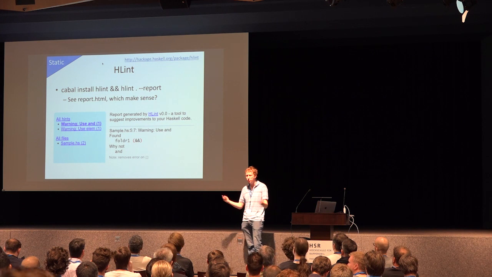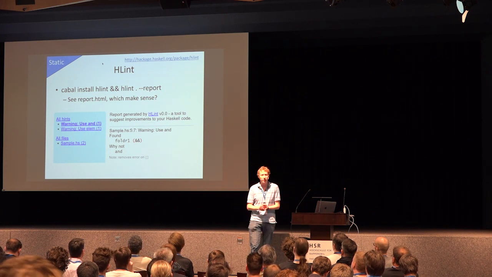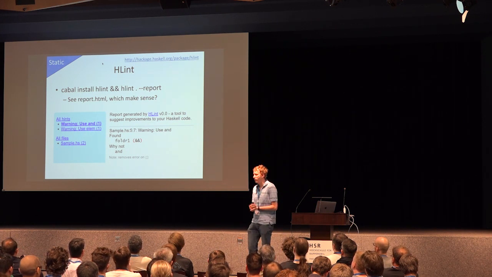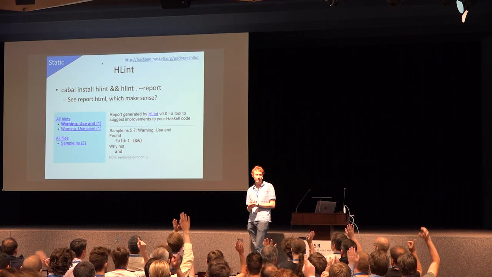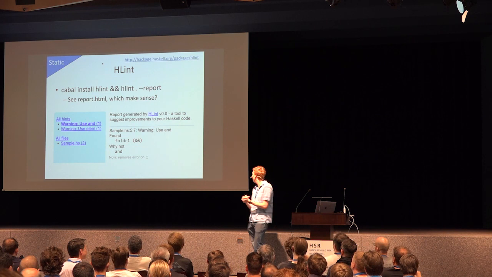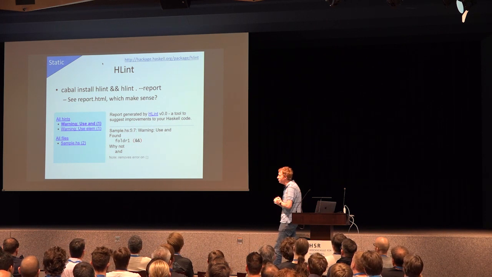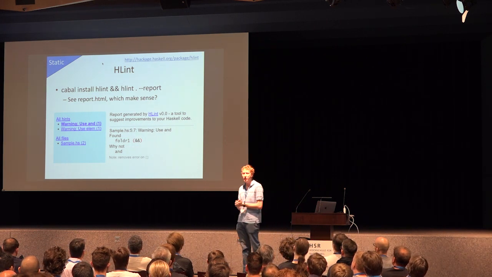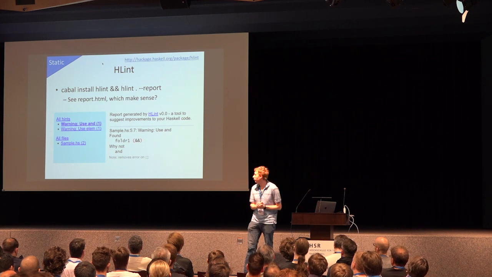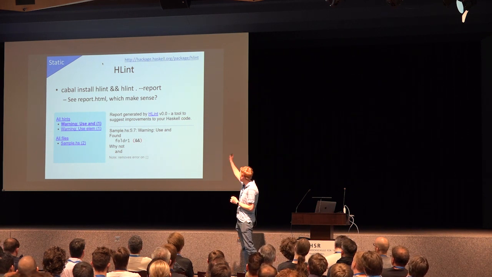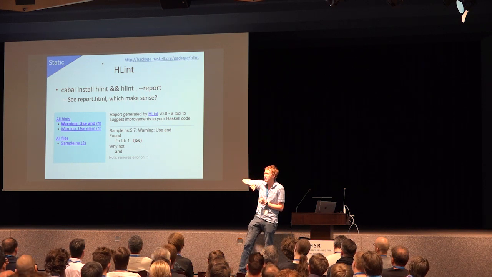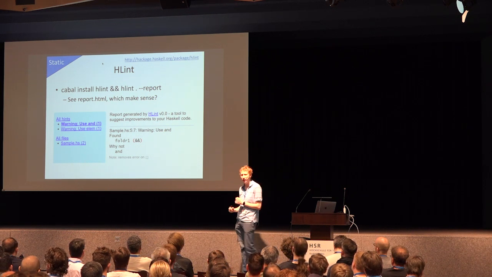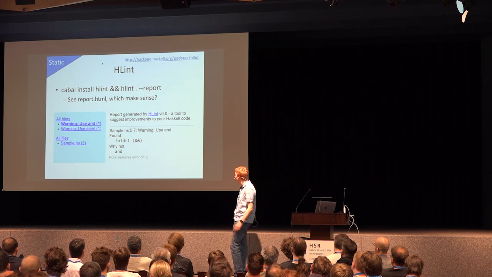Okay, so -Wall, a lot of projects already use it. So let's look at another static checker. Who here has used HLint? Okay, I'd say most of you actually. Oh, wow. So you can run HLint and see what warnings it suggests. It's as simple as cabal install hlint, then hlint, the directory you want to check, --report, which will write out a little HTML report, which makes it nice and easy.